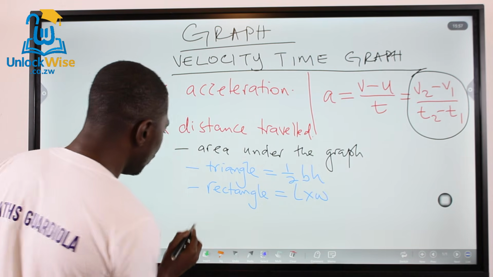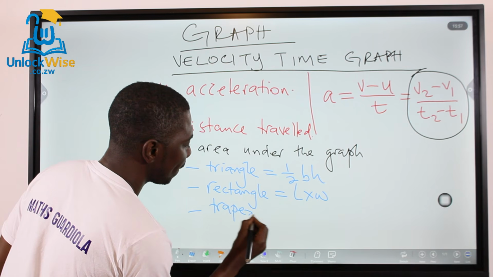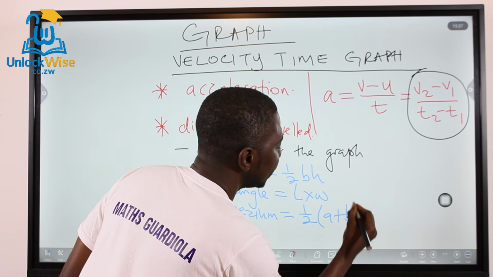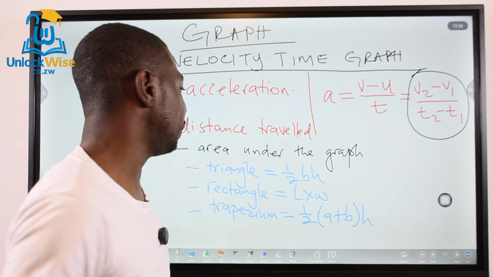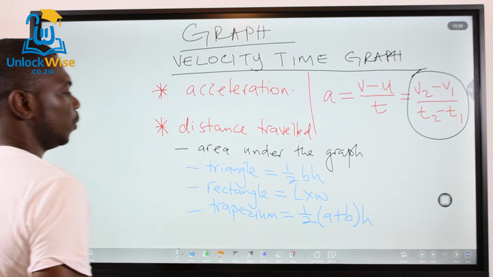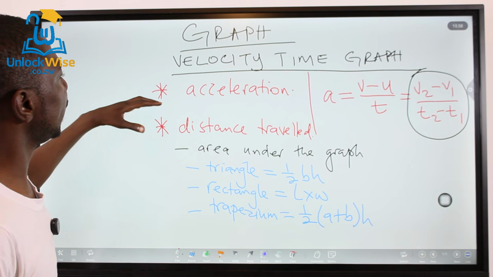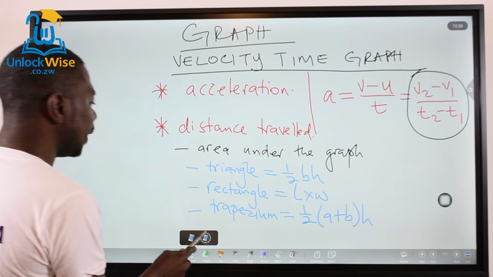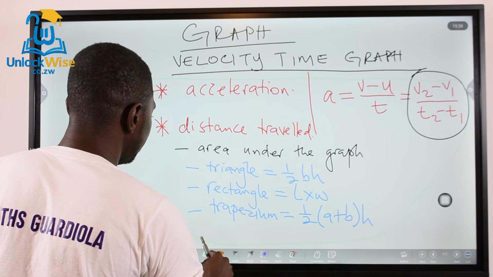Okay, and we also make use of a trapezium. I love this one. Half a plus b times height, of which a and b are the parallel sides of a trapezium, and h is the height, right? Then maybe a square, which is side times side. It's okay. So having calculated acceleration and distance traveled, we can also be examined on average speed.